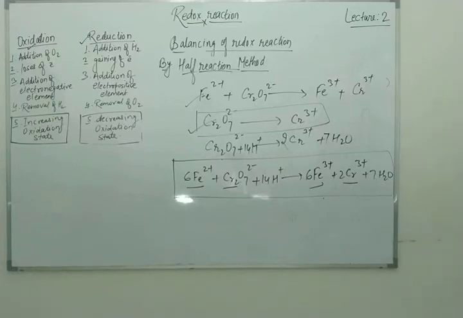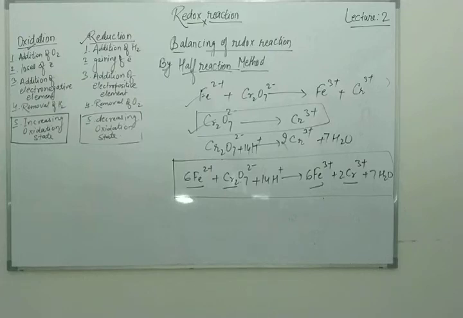Fifth, you have to add electrons to one side of the half reaction to balance the charge if needed, and make the number of electrons equal in the two half reactions by multiplying one or both half reactions by the appropriate coefficient. And finally, we add the two half reactions to achieve the overall reaction, cancelling the electrons on each side, and this gives the ionic equation. So this was the half reaction method.